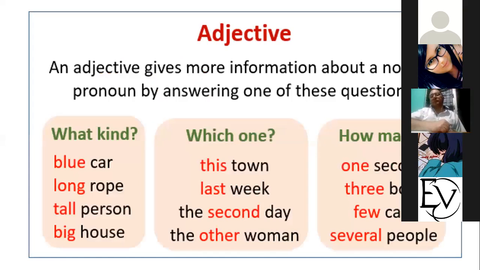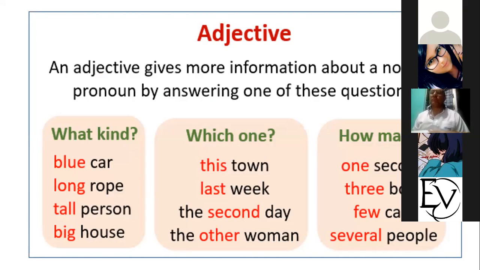Okay, so I have here more information, and it says, an adjective gives more information about a noun or pronoun by answering one of these questions. What kind? Which one? How many? So, I want you to please help me to repeat these words. Blue car. Could you repeat with me, please? Blue car. Blue car. Long road.